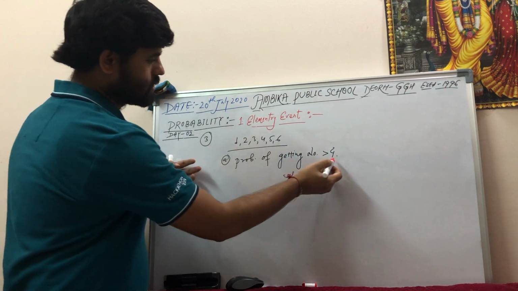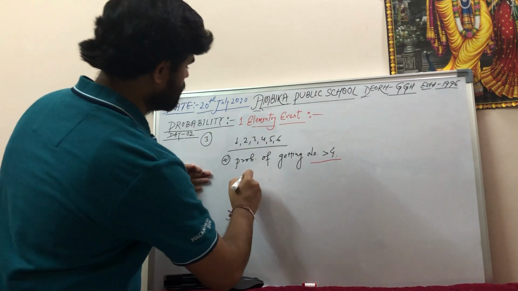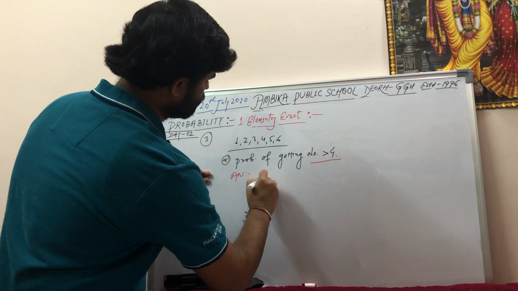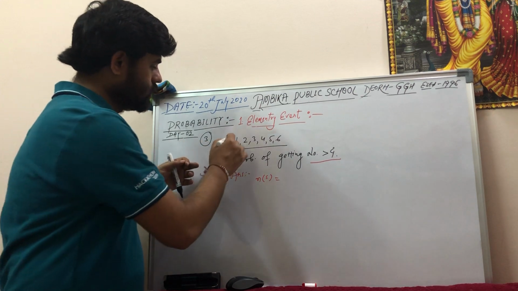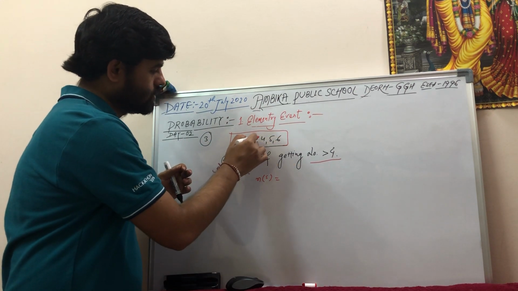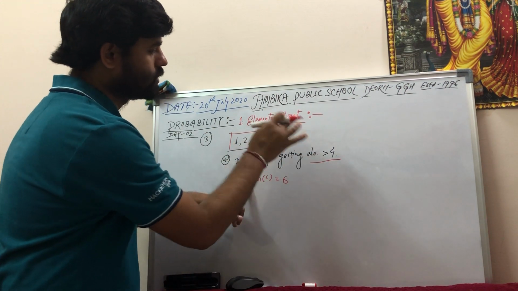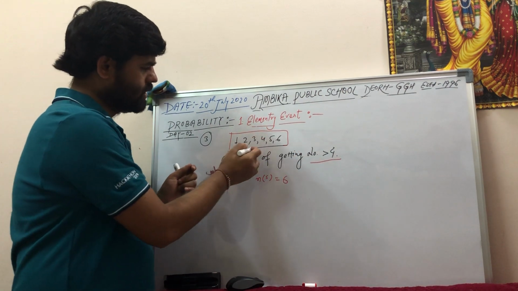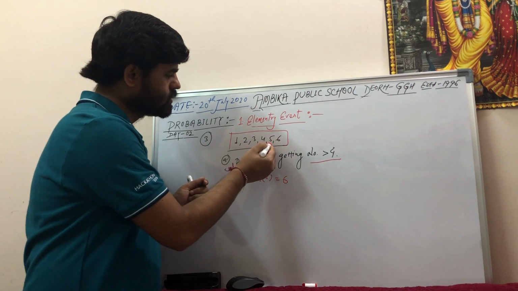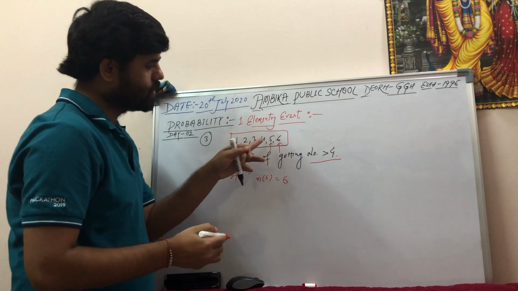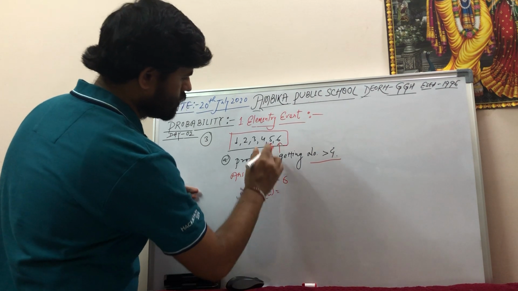First of all, how to solve a probability question? The first step is to find the number of sample space, which equals the total number of outcomes. Total number of outcomes on one die is 1, 2, 3, 4, 5, 6. Correct? Now, the probability of getting a number greater than 4. In 1, 2, 3, 4, 5, 6, the number greater than 4 is a 5 or a 6. So how many counts are there? 2. So the number of probable events equals 2.